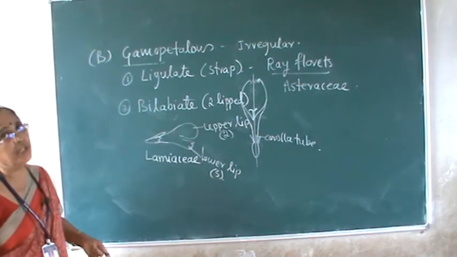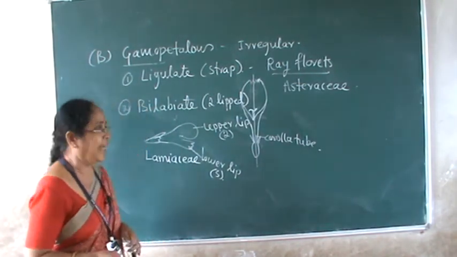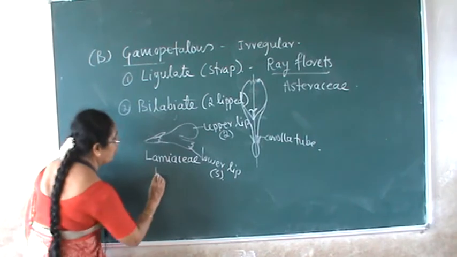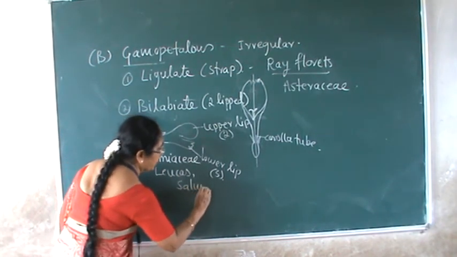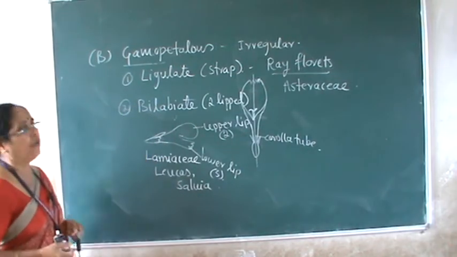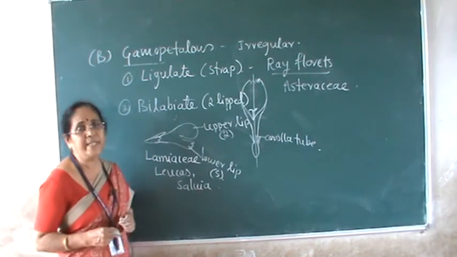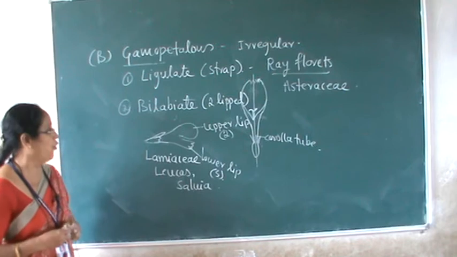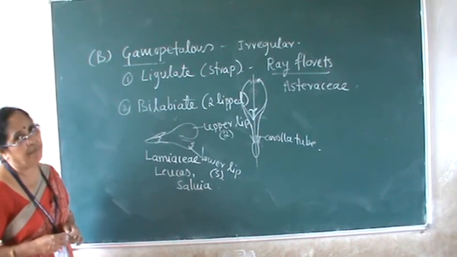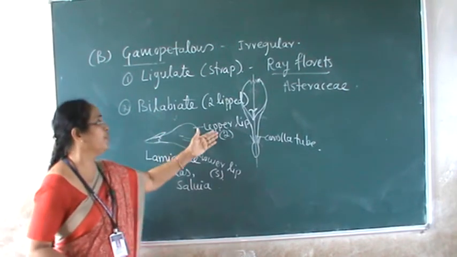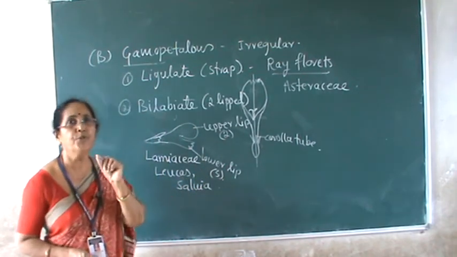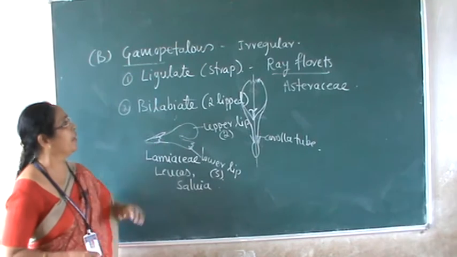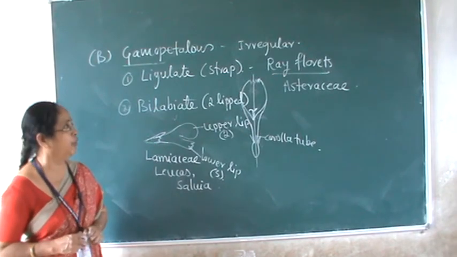Leucas, Tulsi, Salvia are examples for the members which belong to it. Leucas is an example, a common one. Salvia is also an example. Tulsi can be quoted as an example. You can check the Tulsi flower. You will get Tulsi at your home. Check it. There will be 5 petals, out of which 2 are fused to form upper lip, 3 are fused to form the lower lip with a small narrow tube. And in that case, it is to be called as bilabiate type of corolla.